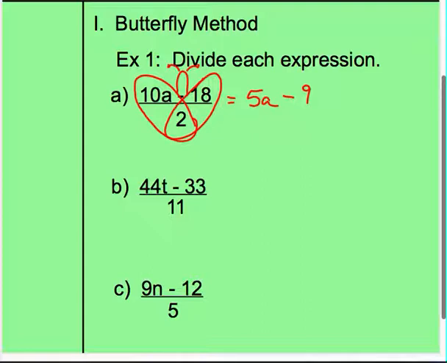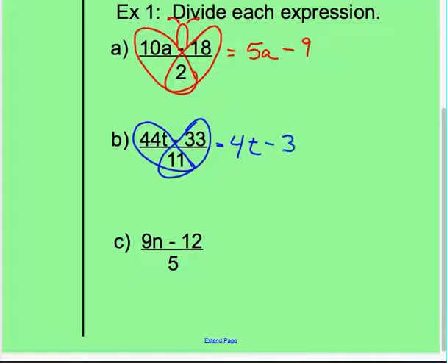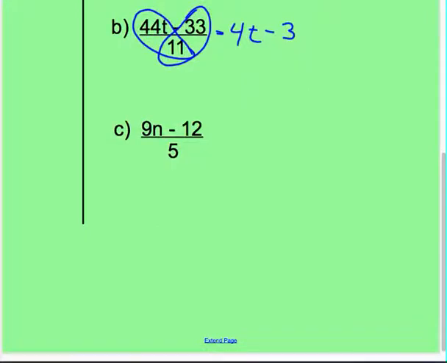All right, part B, let's just practice that a couple more times. So distributing our division, we've got 44t divided by 11 is 4t. 33 divided by 11 is 3, and we had a minus sign in between our terms. Now, not every time we divide, we get an integer. So let's take a look at our last one here. We've got 9n divided by 5, and 5 does not go into 9 evenly, so we've got 9/5 n, another minus sign. 12 divided by 5, again, doesn't go in evenly, but it is in simplest form, so we just leave it.